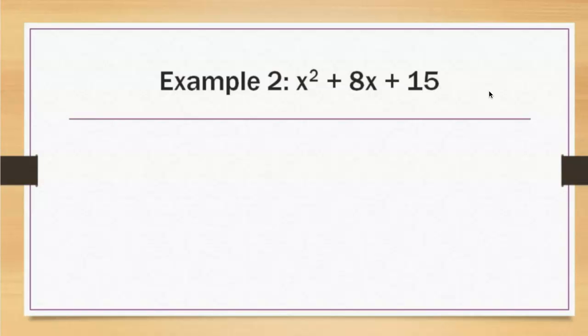Okay, example 2. X squared plus 8x plus 15. So once again, you need 2 numbers that multiply to 15 and add to 8 and are both positive because we have 2 positives in our problem. So that's going to be 5 and 3.